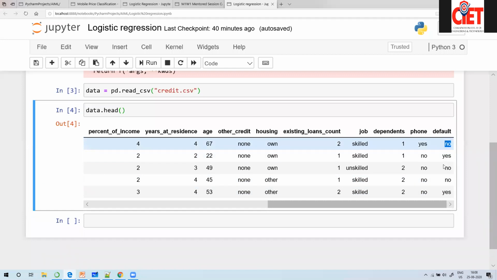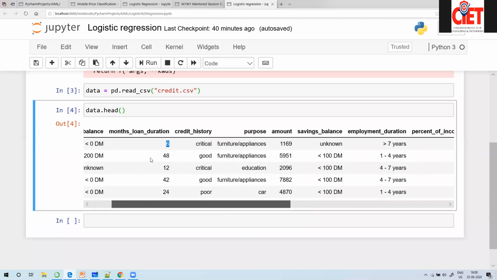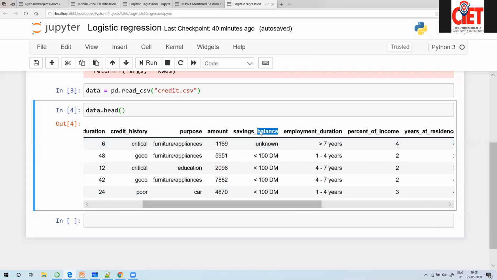Now, to predict if a customer is going to default the loan or not, of course, we need to learn from the historical data using the information about the customer, like what's the duration of the loan, how many months the customer has agreed to pay up the loan in terms of installments. What is the amount? What's the loan amount that they have taken? Savings balance, typical monthly savings balance.